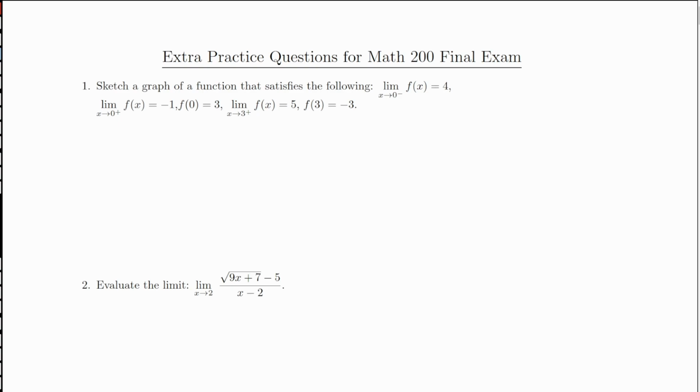Problem 1. Sketch a graph of a function that satisfies the following. Okay, so we're going to draw a graph here. The limit as x approaches 0 from the left of f of x is 4. So as the function is getting close to 0 from the left-hand side, as we approach 0 from the right, we want to approach a y value of -1. And f of 0 itself is 3.